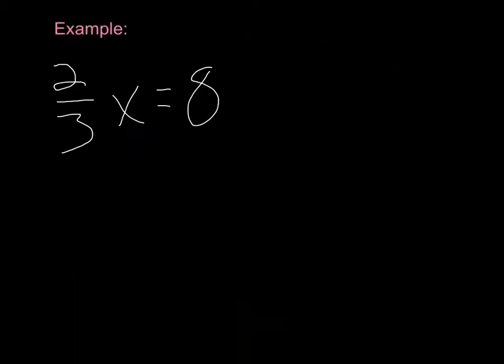Now let's try an example together. We have 2/3 x equals 8. That means we're multiplying x by 2/3. To undo multiplication, we would divide. We're going to divide by our coefficient. So I'm going to divide by 2/3.